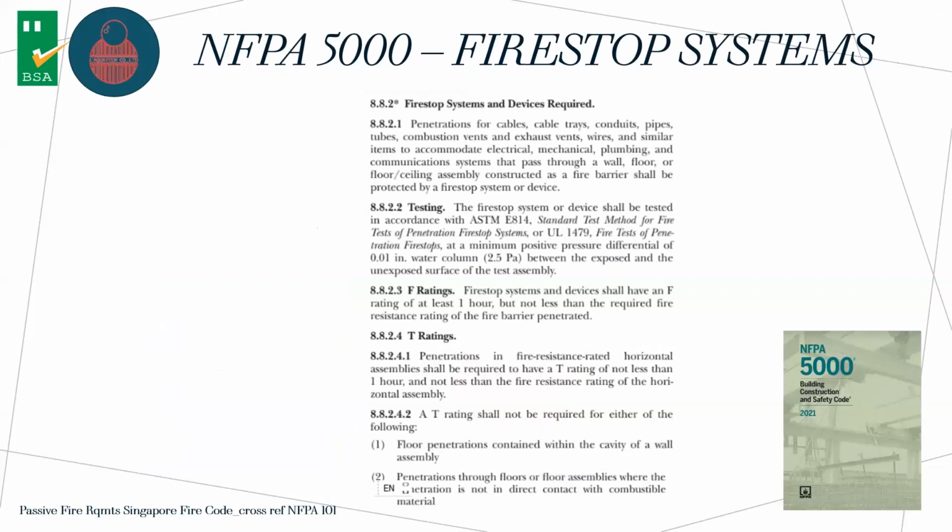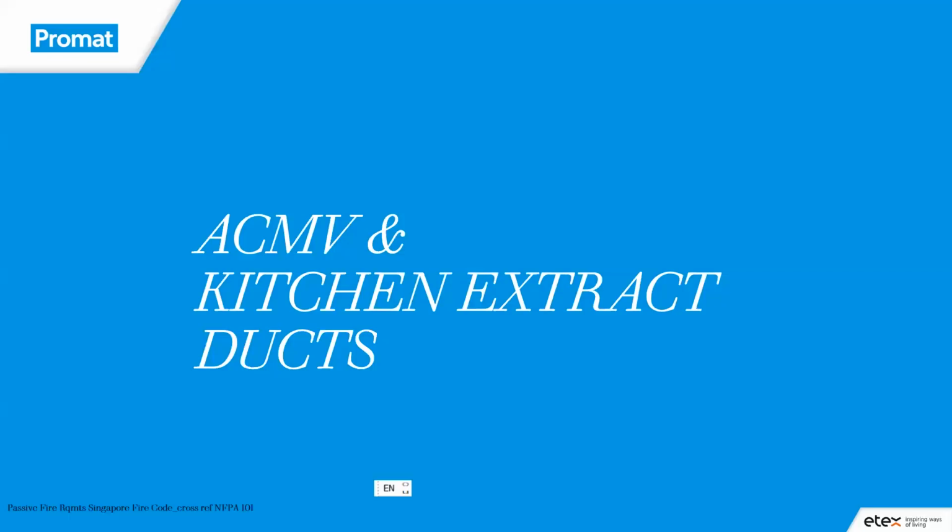Again, our NFPA 5000 also specifies fire stopping. And as I mentioned just now, the ASTM way of measuring fire stopping performance, instead of REI, uses the word FE. FE represents the EI of the European standard. Okay, now we go into ACMV or HV or kitchen exhaust ducts.